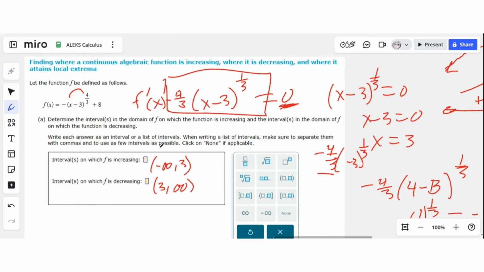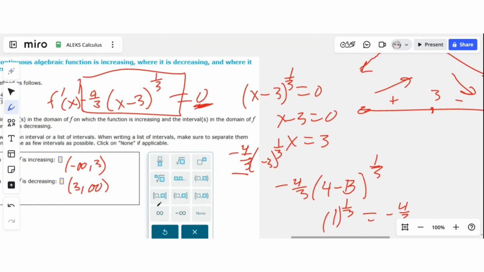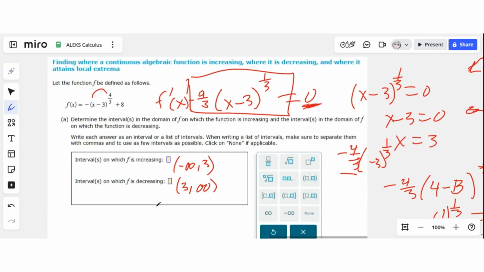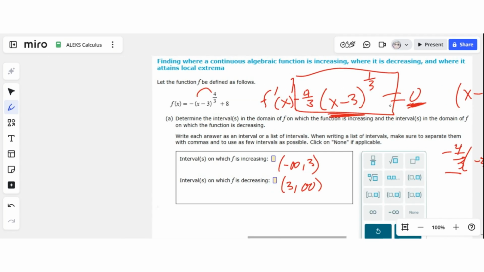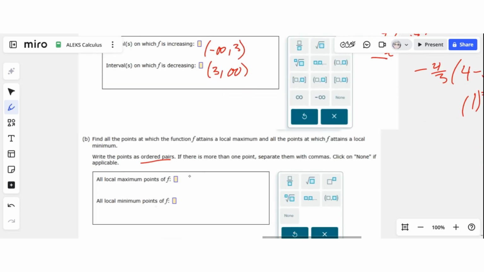So I know the local max is at x equals 3. To find the coordinate, I should put that in. 3 minus 3 is 0. 0 to the 1/3 power is 0. Oops, I'm putting it in the wrong function. Of course it's going to be 0 there because that's the derivative. We actually need to put it in here. So negative 4 times 3 minus 3 to the 4/3 power plus 8. All of this goes to 0 because this is 0 in here. So it's really going to be the 8. So (3, 8) is our local maximum.